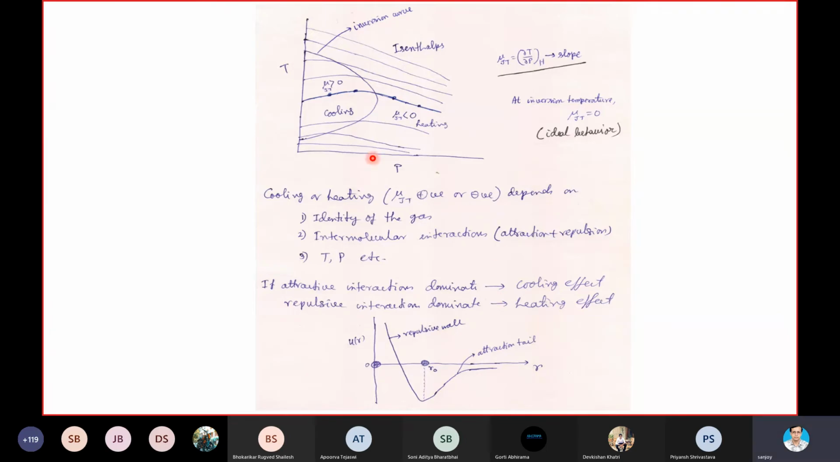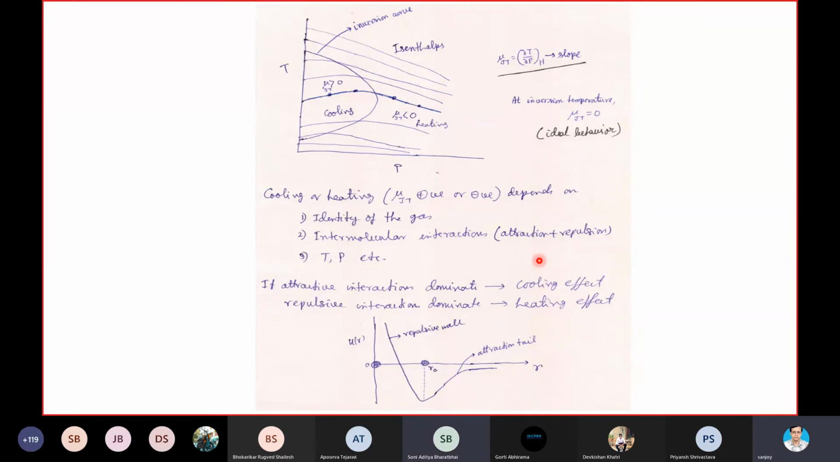Okay. So therefore, cooling and heating depends, and it is very important, on how the particles interact: what is the strength of interaction and which interaction is playing an important role. So this is essentially a molecular mechanism to explain this finding of the Joule-Thomson effect.